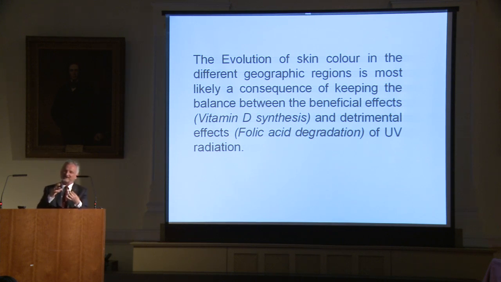Now, the conclusion of that is that the evolution of skin color in the different areas is most likely, in science you never say 100%, because it's difficult to prove an evolutionary process which goes over 50,000 years, a consequence of keeping the balance between the beneficial effects of UV light, so vitamin D synthesis, and the negative effects, folic acid degradation by UV light.